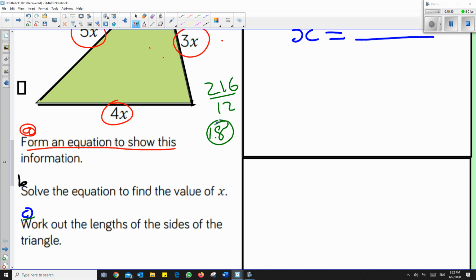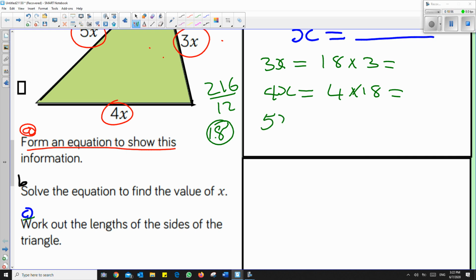So to work out the value of 3x, because one side is 3x, we have to multiply the value of x by 3. So 18 times 3, we get the answer. And the other one is 4x. For 4x, you get 4 times 18 to get the answer. Then finally 5x, you need to multiply 5 by 18 to get the answer. So when you work this out, you will get the real value of these lengths. So your duty is to multiply these numbers, 18 by 3, 4 by 18, 5 multiplied by 18, to get the real length of the triangle.